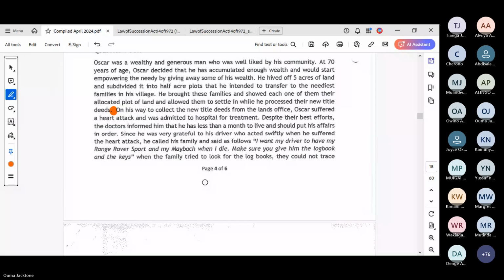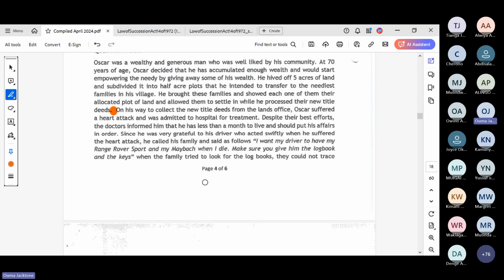Well, somebody else. So guys, the first set of properties, they are the pieces of land. They will pass as gifts inter vivos because the titles were processed during his lifetime, so they are gifts inter vivos. Okay, they shall pass to these needy families, and they will not form part of the estate of the deceased person.